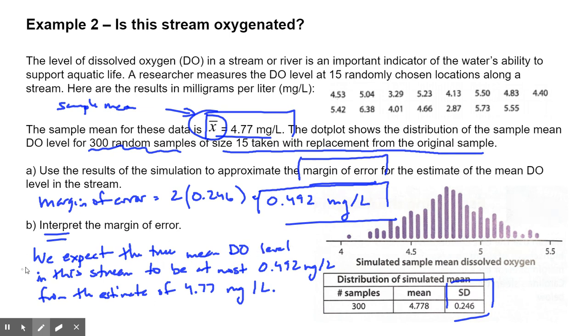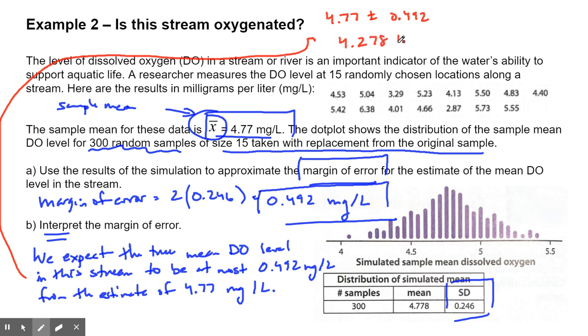So again, just to kind of talk about, I'll do it up here in red. So just to kind of future forecast because we got some time. So then if we were trying to estimate the actual true mean value, then we would say, okay, well, we're going to take this 4.77 and subtract 0.492 and add 0.492. Okay, so 4.77 plus or minus 0.492. So that would give us an interval of 4.278 to 5.262 milligrams per liter. And that would be the interval that we would say we're pretty confident that the true mean DO, dissolved oxygen level, is within that interval.